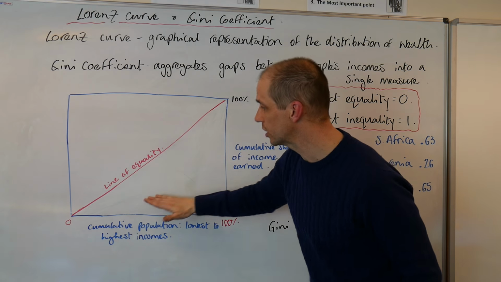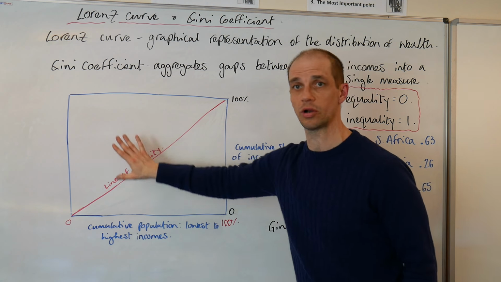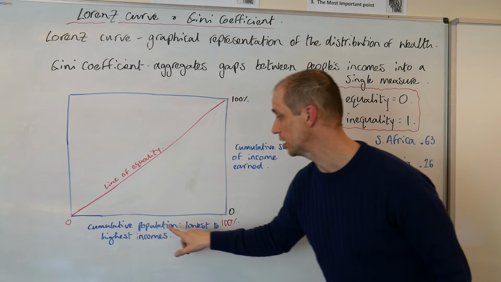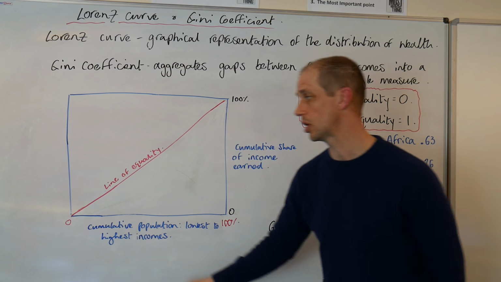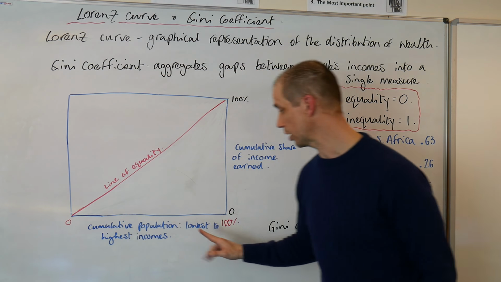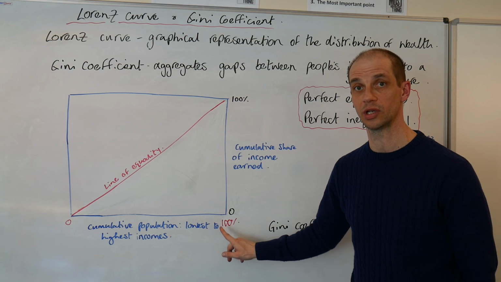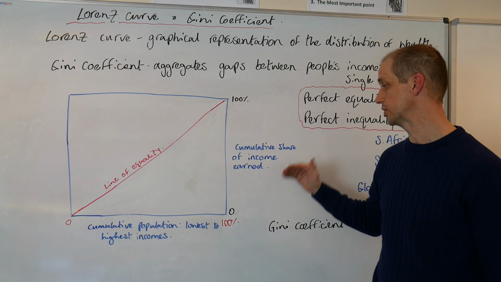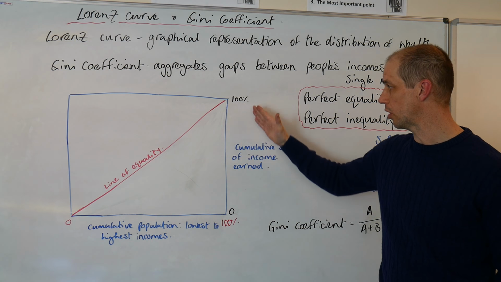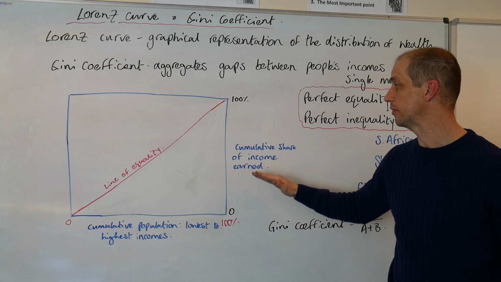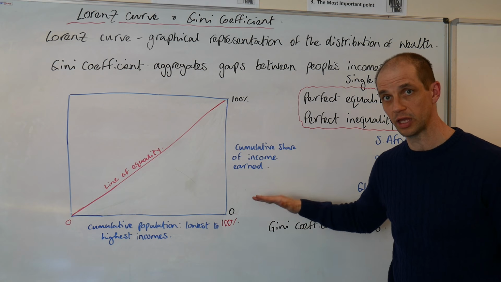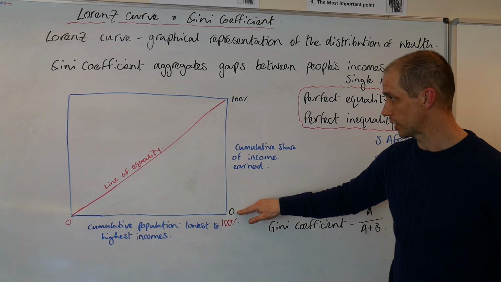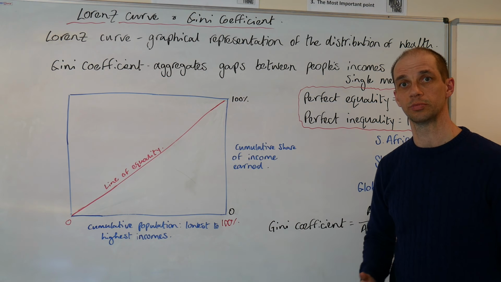Now if we consider that in relation to the box that I've drawn out here, we can see the cumulative population, lowest to highest income, 0 right through to our highest income earners at 100% here. These are of course our lowest income earners. Then on our horizontal, we can see that we've got the cumulative share of income earned, 0 starting here, right up through to 100% here.